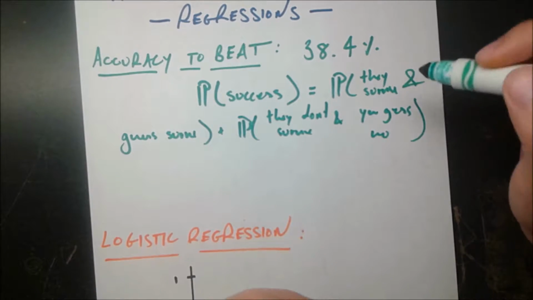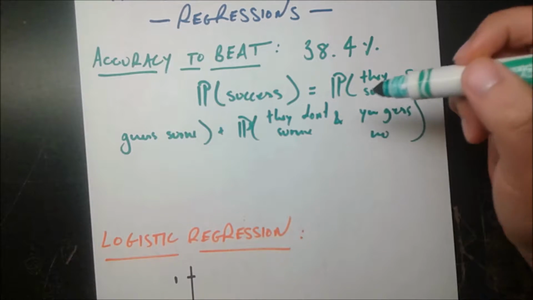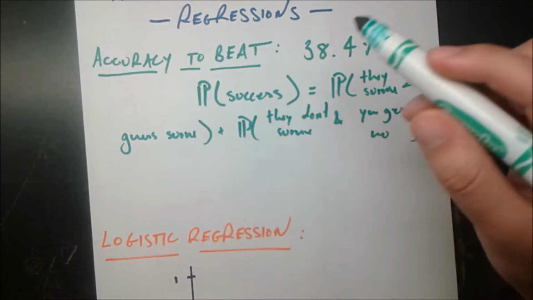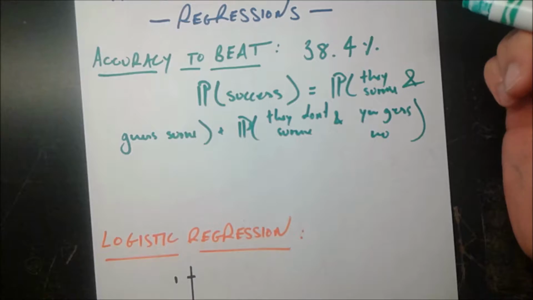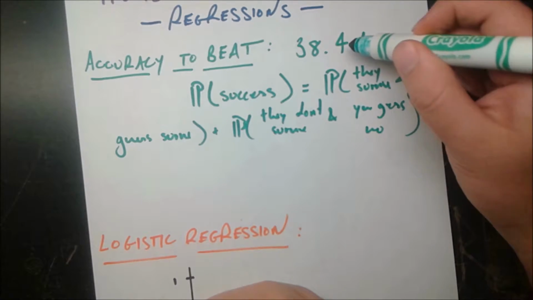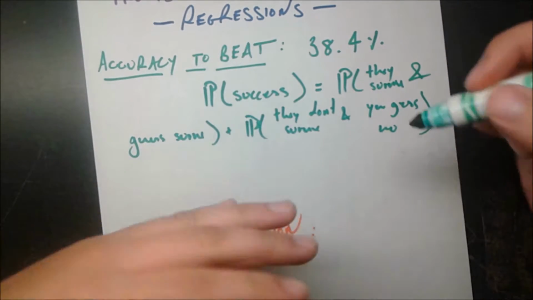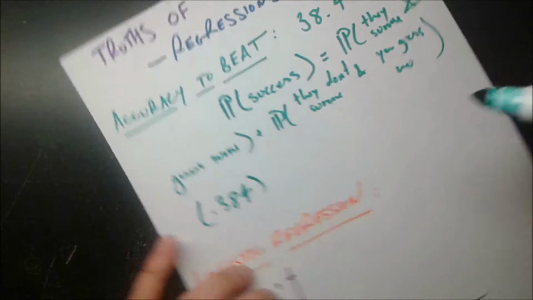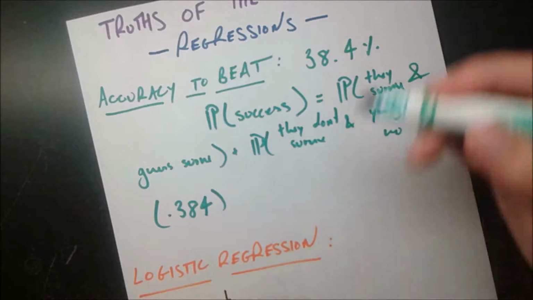So now what's the probability of the first one? What's the probability that they survive and you guess that they survive? These are actually independent because your guess in this case has nothing to do with whether they survived or not. You have no idea. You're just basing it on this probability right here. So what's the probability that they survived? It's going to be 0.384, as we saw from the data set. And what's the probability that you guess that they survive?